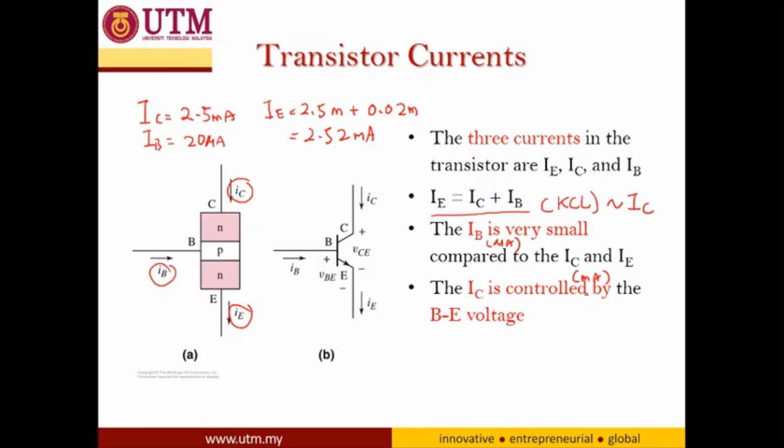And then IC is controlled by the BE voltage, but to be precise, actually IC is controlled by the IB, the base current.